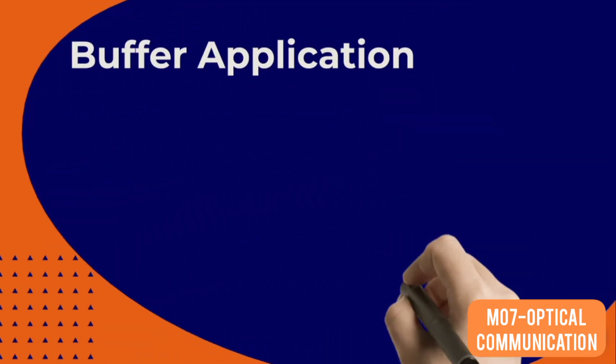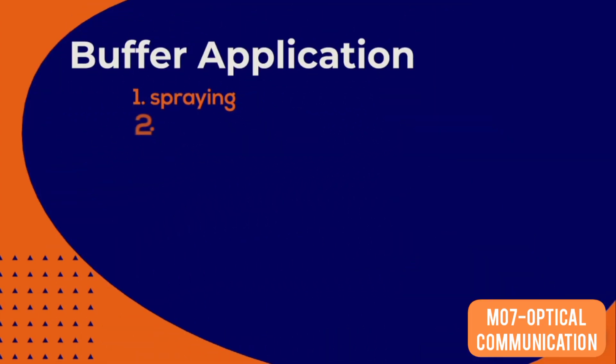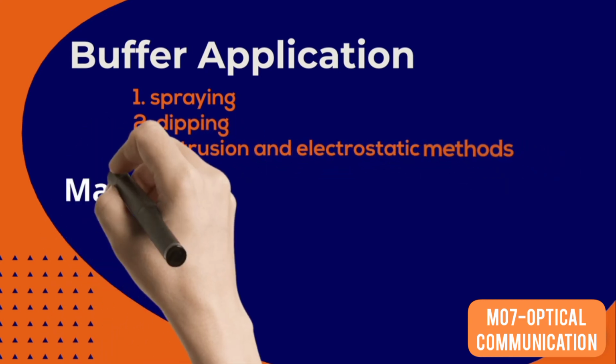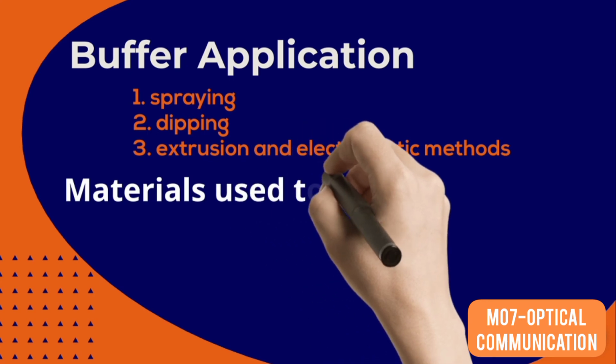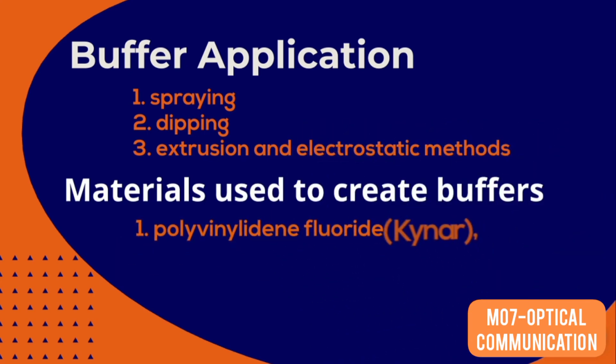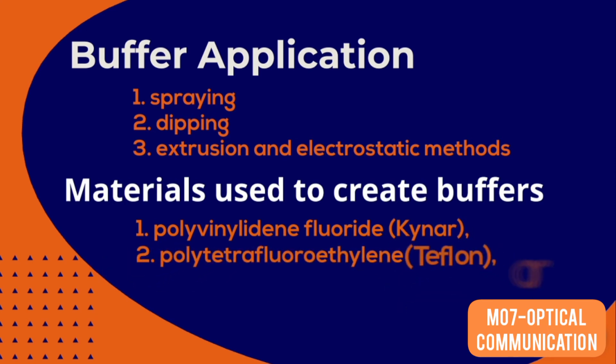Buffer application methods include spraying, dipping, extrusion, and electrostatic methods. Materials used to create buffers can include fluoropolymers such as polyvinylidene fluoride or Kynar and polytetrafluoroethylene or Teflon.